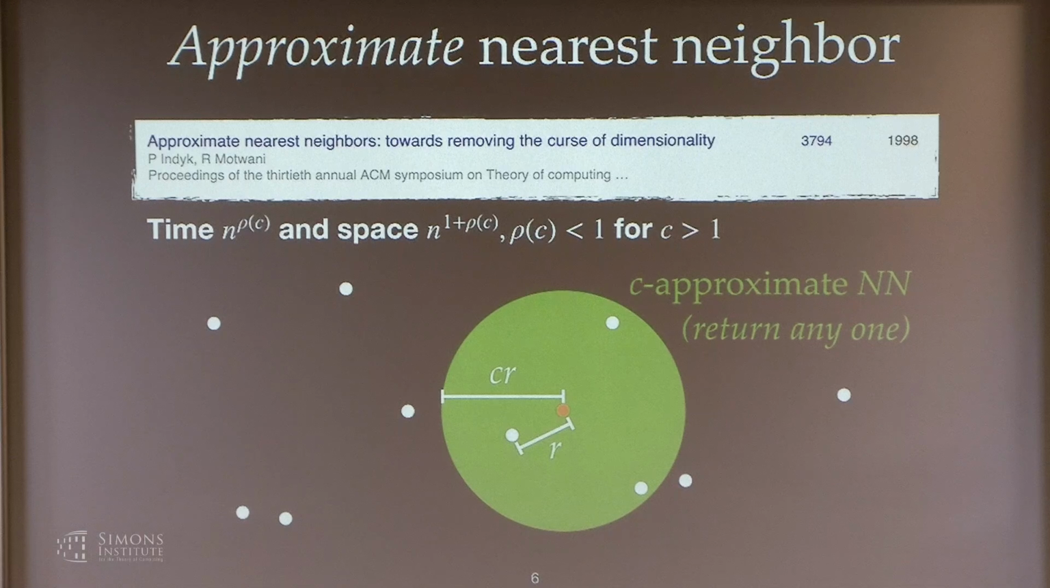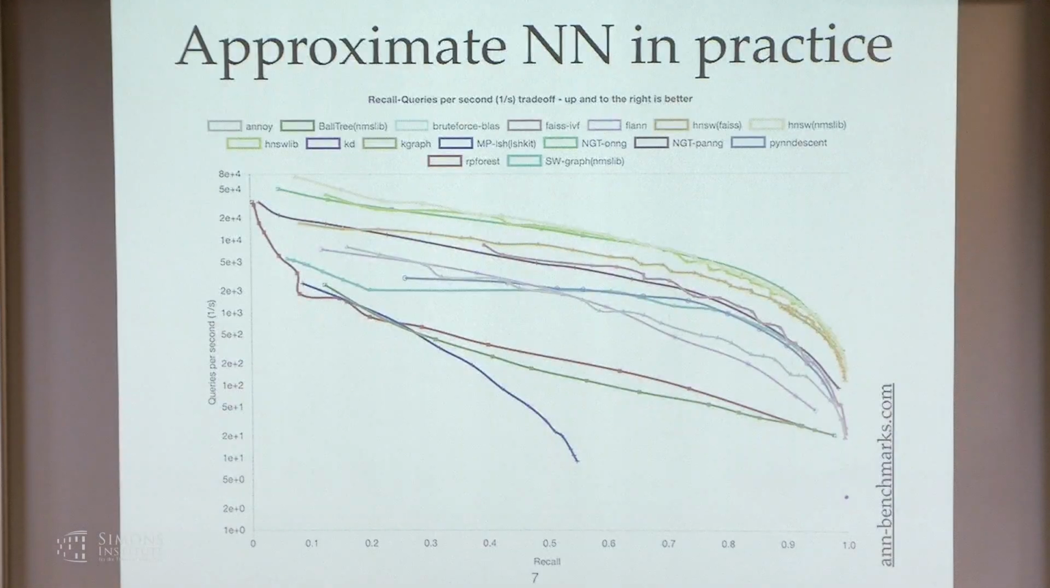So in practice, this is a screenshot from a site called NN Benchmarks. It shows all kinds of nearest neighbor search algorithms. They also call it approximate nearest neighbor, but what they mean is actually something pretty different. Here on the y-axis is the speed, so the higher up, the faster. And on the x-axis is a notion of how precise it is. But it's not about approximation factors, it's about something called recall.